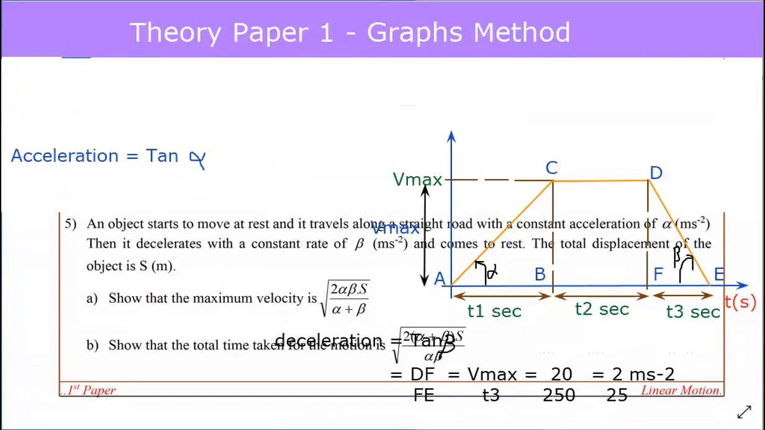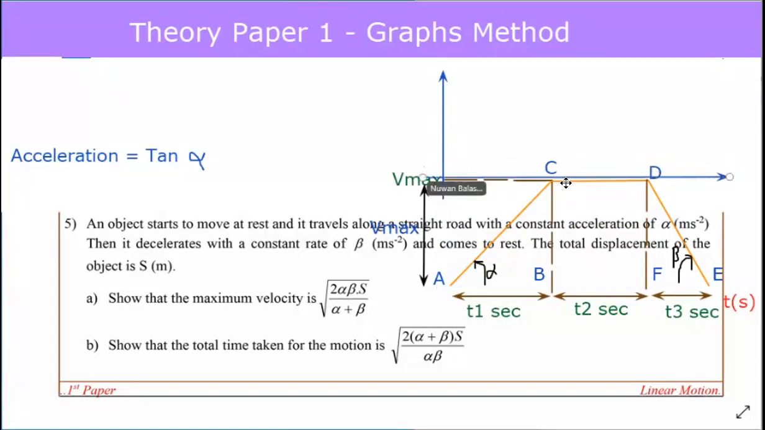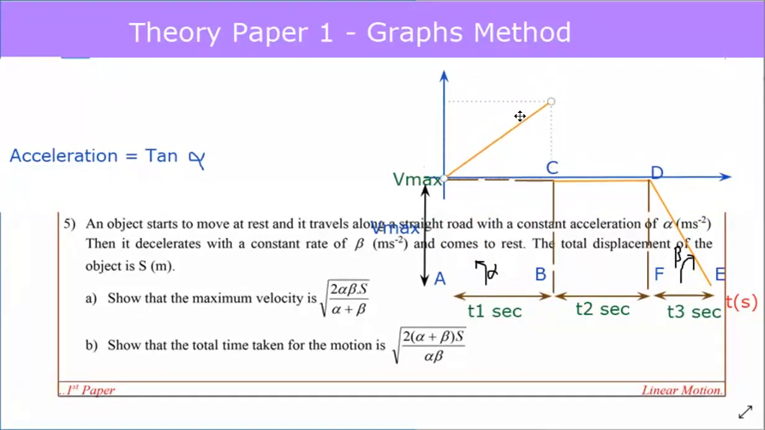We have erased a lot of things, right? An object starts to move from rest. It travels along a straight road with a constant acceleration of alpha, and then it decelerates at a constant rate beta and comes to rest. So it has only acceleration and deceleration. So I can easily draw the graph, right? This object has only an acceleration. Acceleration means this kind of line, and a deceleration.